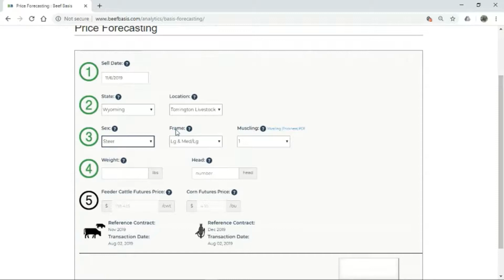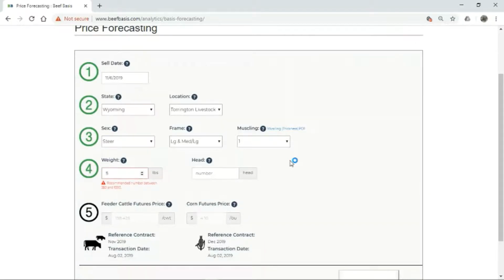Now you can select a different frame score and muscling score. If you don't know what those are, you can hover over the question marks and there is an explanation. But as soon as you pick a location, the most common frame score and muscling score are automatically populated, so you don't have to worry about that. Remember, we are looking for the price expectation for 500-pound steers, so we'll say 500 pounds.